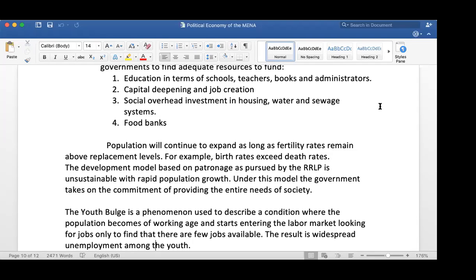I'm not going to generalize this to all countries. That would not be a correct thing to do. But these are some important problems, important issues that need to be resolved.